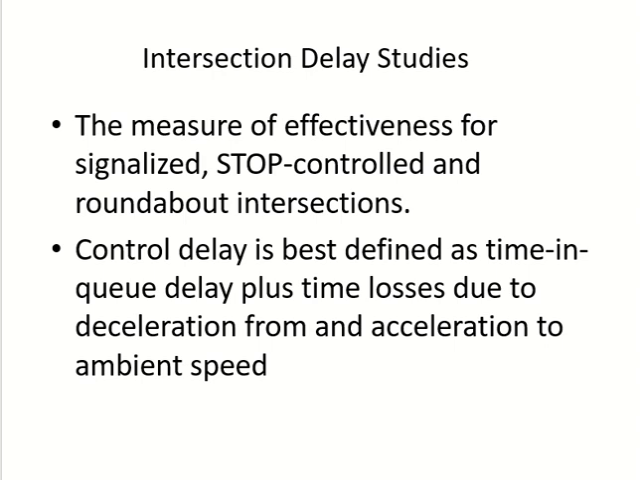The control delay has three parts: deceleration, slowing down, stopping, and acceleration back to the normal speed. The word they are using here for normal is ambient. Ambient means the normal for that location. Clear? So control delay has three things: slowing down, stopping, and acceleration. Clear? Okay.